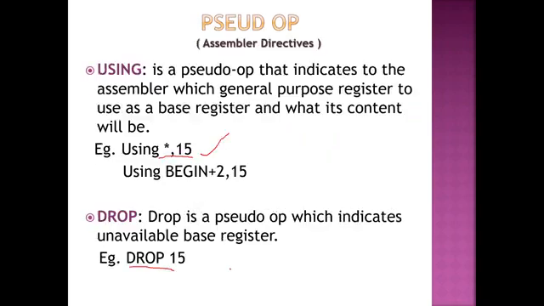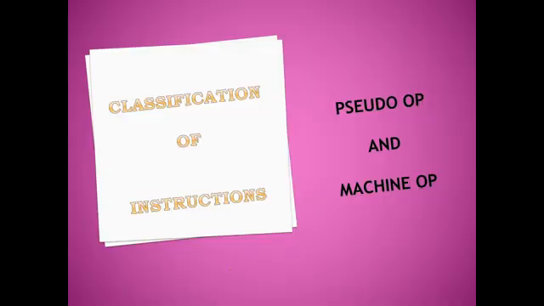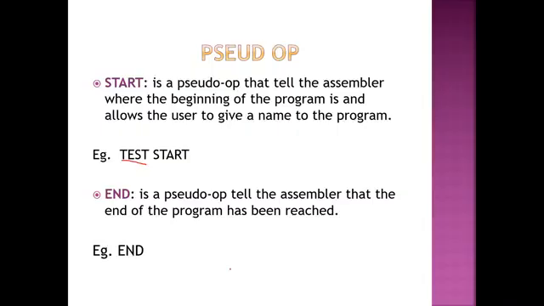So far, what have we discussed? Let me go through it one more time. The first thing is pseudo ops. Pseudo ops are also known as assembler directives. They give an instruction or information to the assembler. It's not for execution purposes. First one is START. It tells you where the program begins. You can also give the program name there.